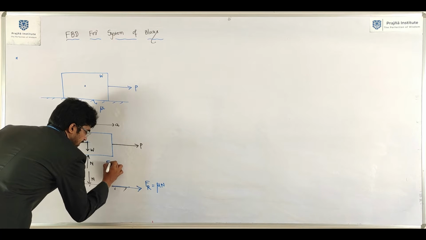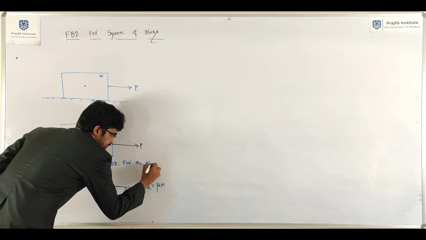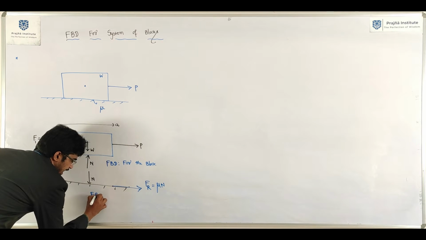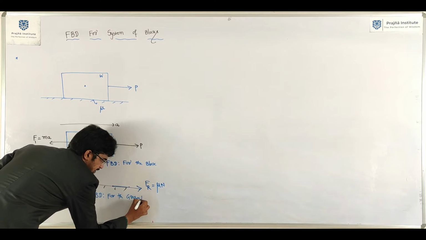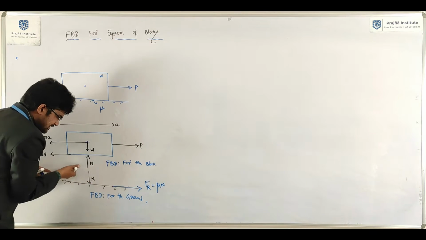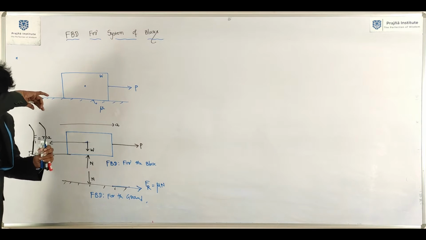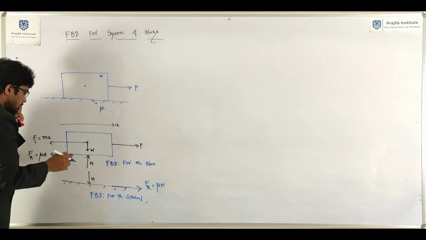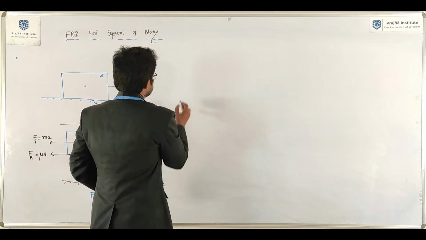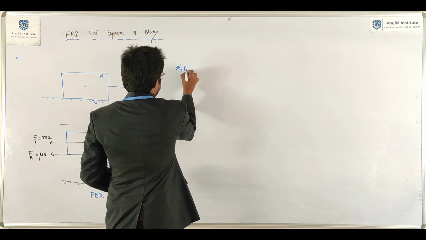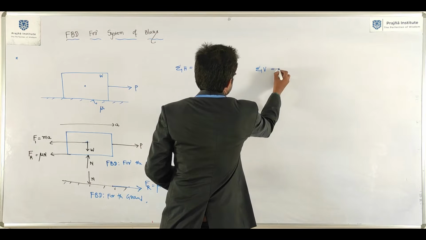Free body diagram for the block. Free body diagram for the ground. Okay. No need to focus on this, but this is the actual procedure to draw the free body diagram for the body. Okay, so FBD. Now, how to apply equilibrium equations? Tell me. Sigma H equals 0, sigma V equals 0.